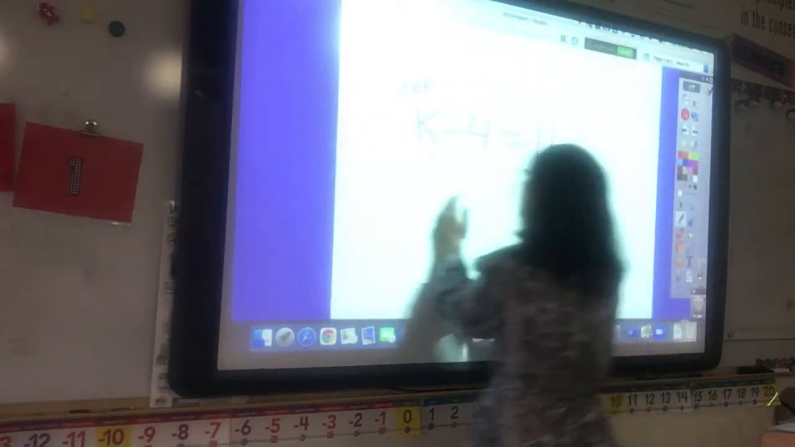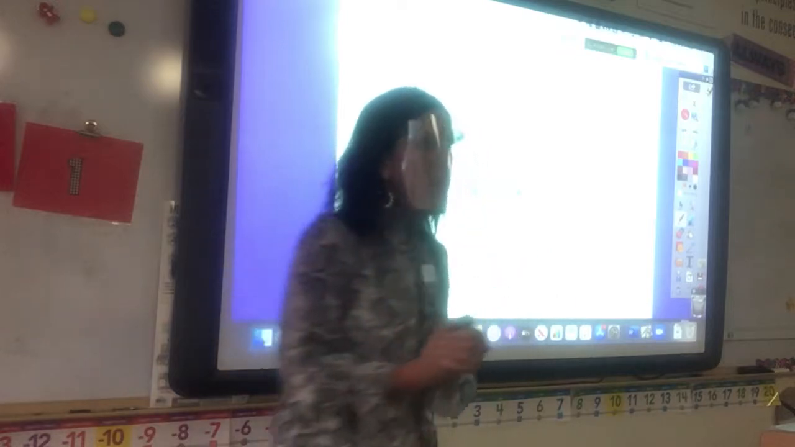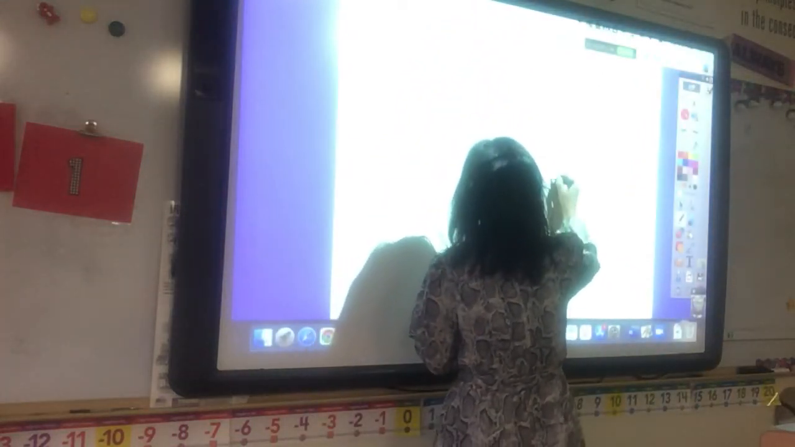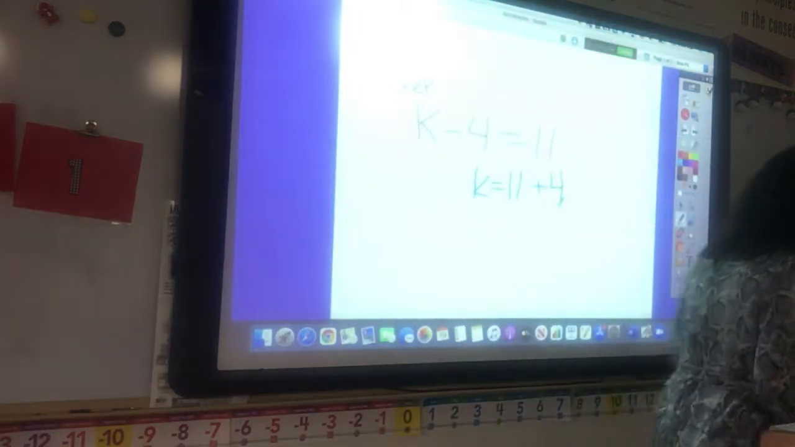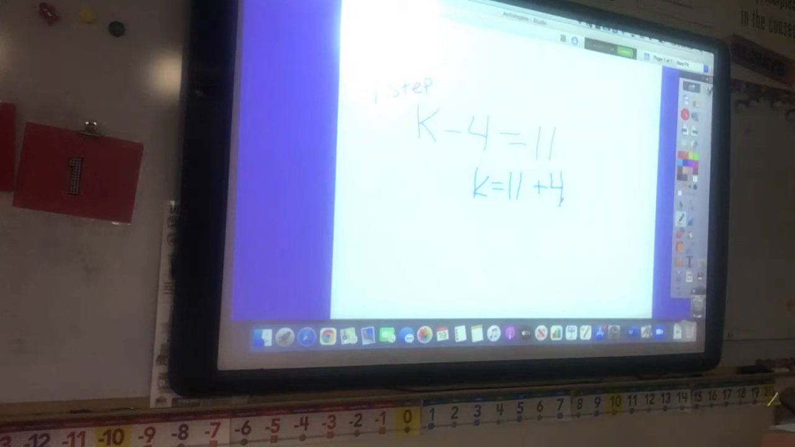So our middle step is going to be k equals 11, because the 11 is going to stay where it is. And then what happens when I bring that minus 4 to the other side? What's going to happen to it, Hannah? You add. Exactly. This is my middle step. That's why it's called a one-step equation. I have one step in the middle. Then all I do is solve 11 plus 4. So what do I get when I add 11 plus 4, Monica? 15.